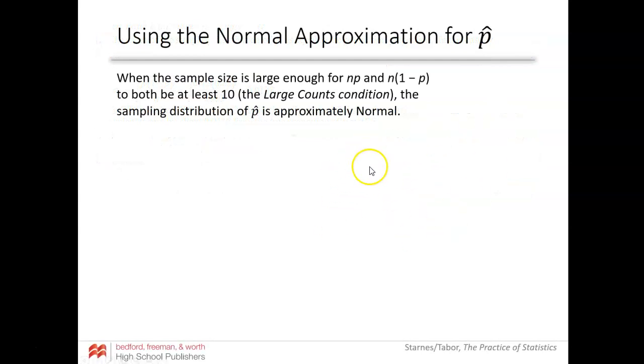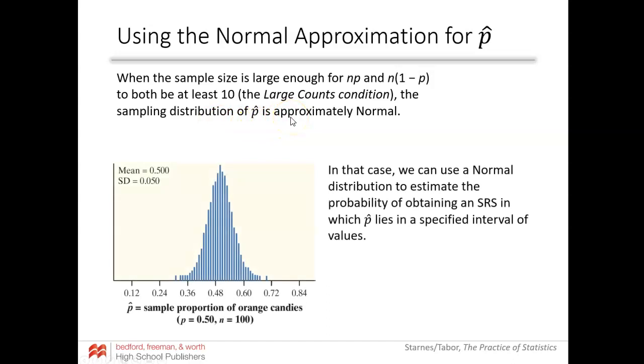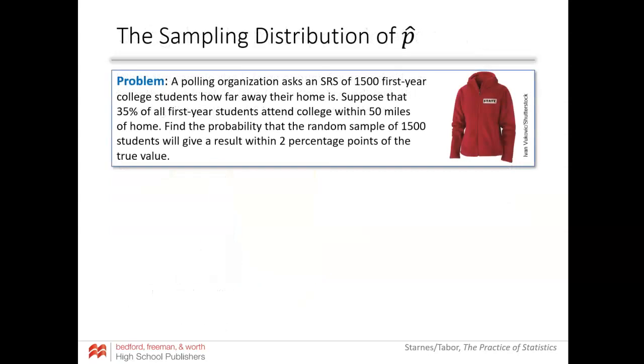All right. So, using the normal approximation for p hat when the sample size is large enough, I feel like I put that problem in the wrong spot. Oh, well. So if n times p and n times, I'm going to call it q, but n times 1 minus p, are both at least 10, the sampling distribution of p hat is approximately normal. In that case, we can use a normal distribution to estimate the probability of obtaining an SRS in which p hat lies in a specific interval. So this feels a lot like something we did back in the day.